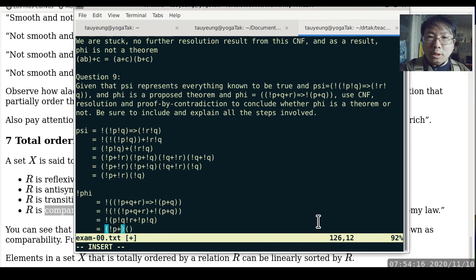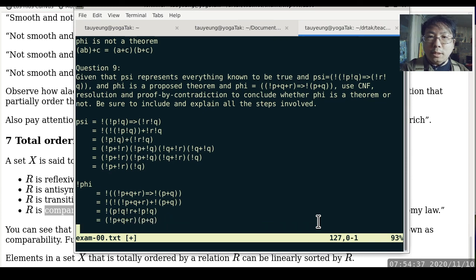So we have not P or not Q or not R. And in the other one, we have not P or not Q. I personally like to keep the not, and then get rid of the not once and for all after the application of De Morgan's law. Okay, so now we end up with that. And I think that's it for not phi.